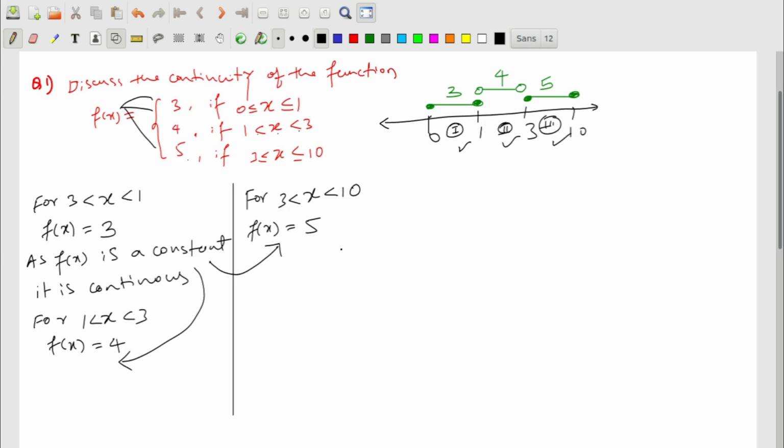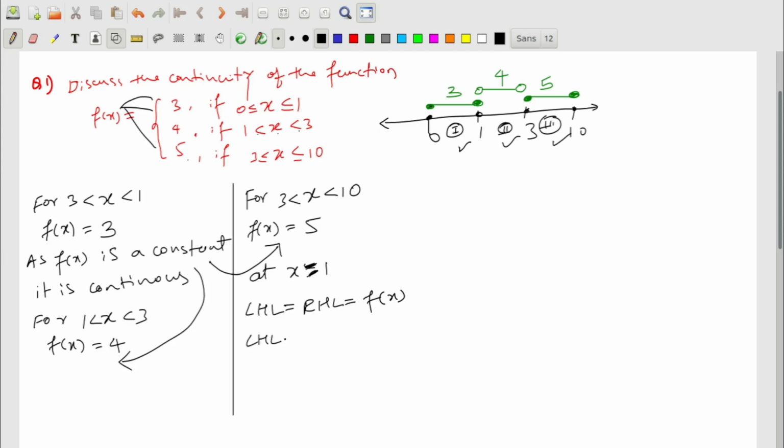So now we are done with the three regions. Now we need to check the continuity of the function at specific points, that is 0, 1, 3 and then 10, right? So now here, let me take the first point, that is at x is equal to 1. Let me check the continuity at x is equal to 1. If you want to check the continuity at a specific point, you need to check LHL, RHL and then f of x. If all these three are same, then it is continuous.